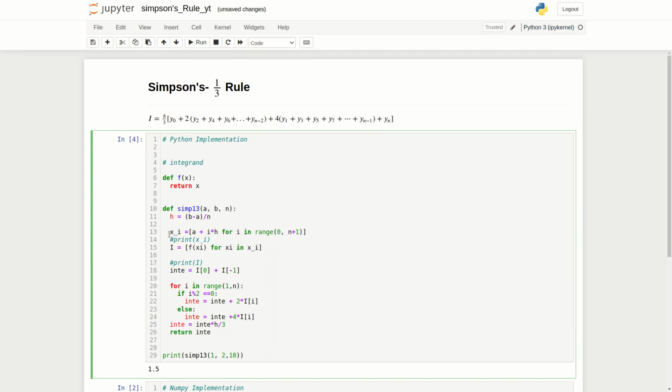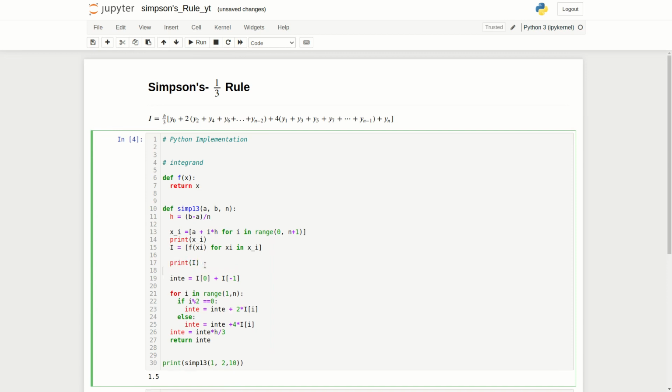It will create a list containing equally spaced points. Now we calculate another list, I, which calculates the function values: fxi, the function f of x for xi in x underscore i. Here xi will be coming from this list. You just take the printout of this list and you will understand what is happening here.